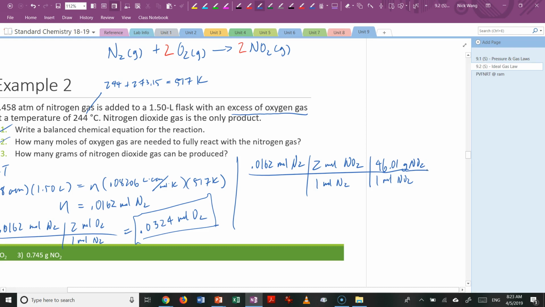Again, that's not provided to you anywhere in the problem. You have to add that up on the periodic table. Do a little bit of math here, and then you end up getting a value of 0.745 grams of NO2. And that's your final answer there.